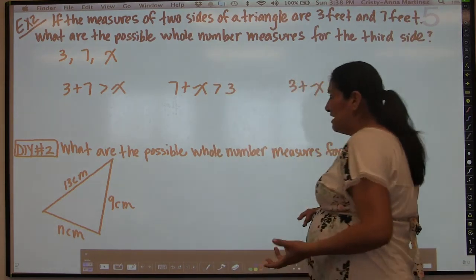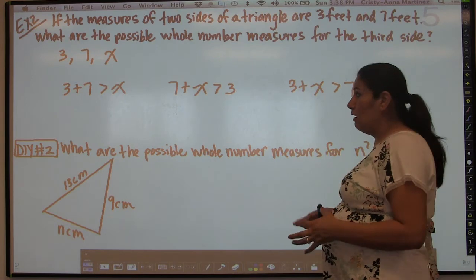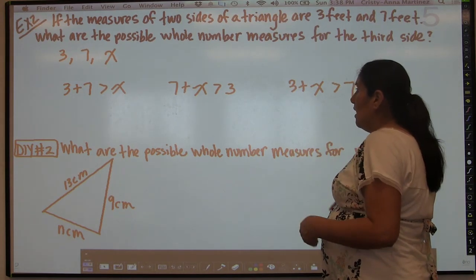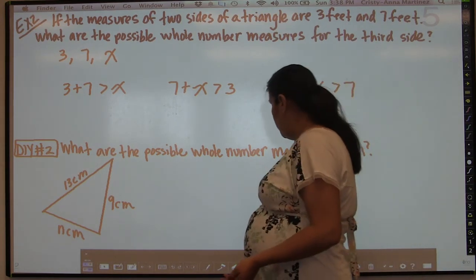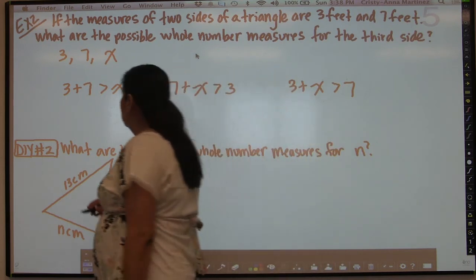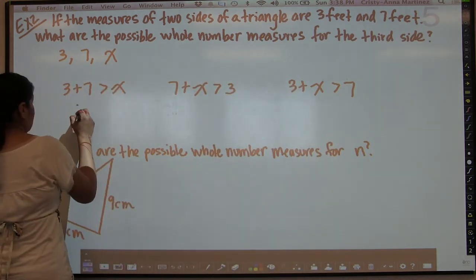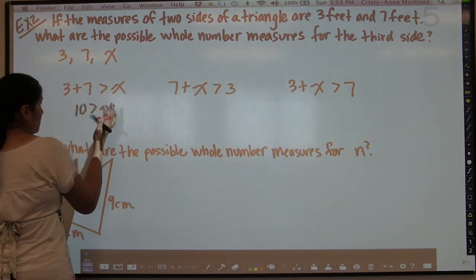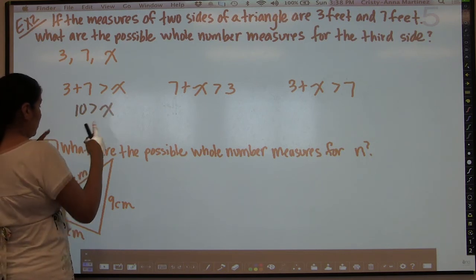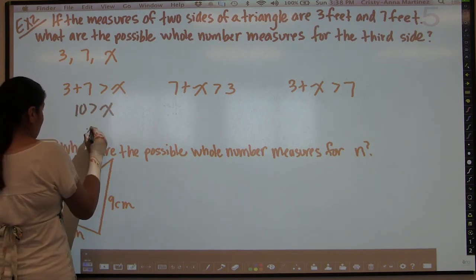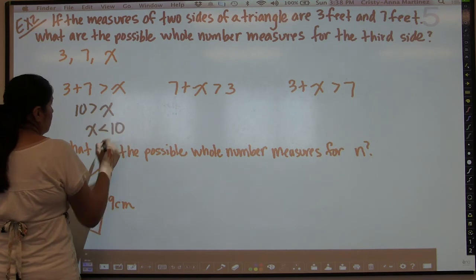So the only difference now is that we don't actually know what the x variable is. So all we do is we take these 3 inequalities and we solve for x. So in this case it says 3 plus 7, so 10 is bigger than x, and then that's pretty much done. We don't usually look at it that way. If 10 is bigger than x, it means that x is smaller than 10.